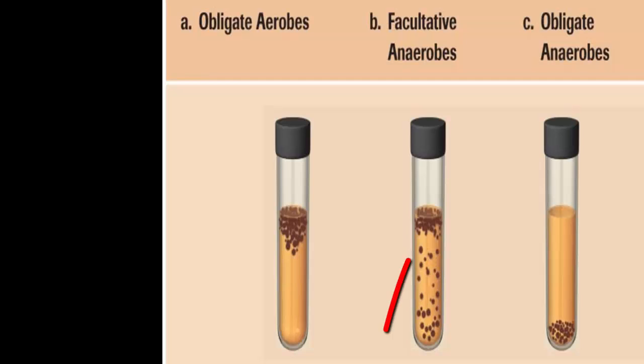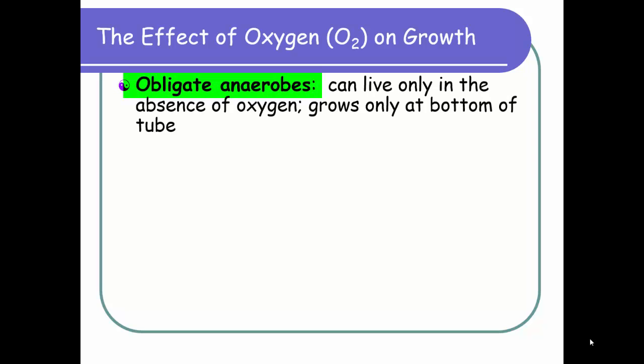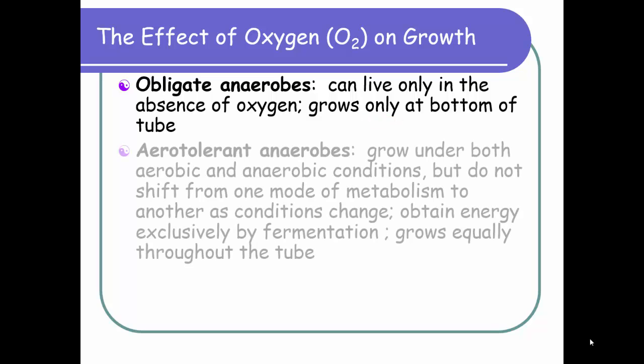The facultative anaerobes, you do see growth throughout the tube, but the best growth will be at the top because these prefer oxygen, but you'll have some growth at the bottom where there's little oxygen simply because they can switch. Obligate anaerobes can live only in the absence of oxygen or live in low oxygen environments. They typically grow only at the bottom of the tube where there is much less oxygen present.